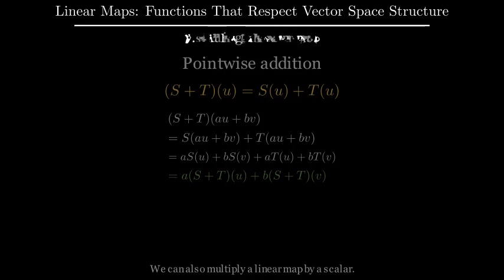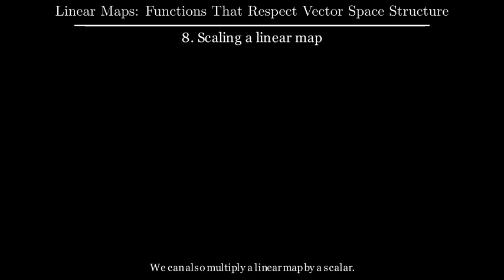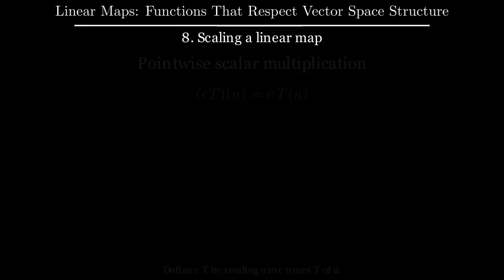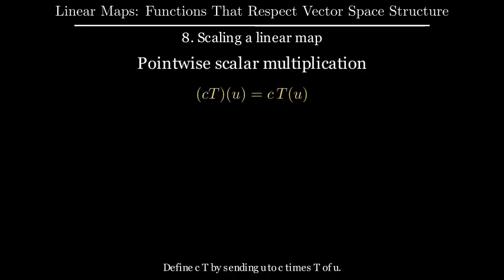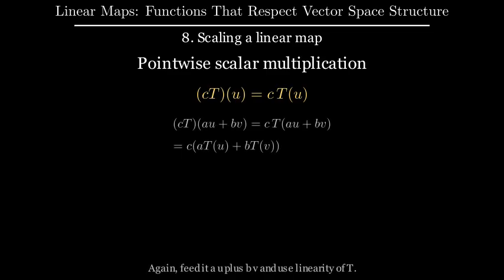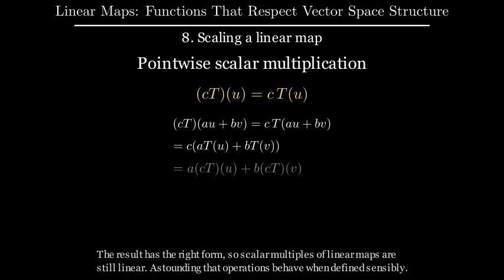We can also multiply a linear map by a scalar. Define cT by sending u to c times T of u. Again, feed it au plus bv and use linearity of T. The result has the right form. So scalar multiples of linear maps are still linear. Astounding that operations behave when defined sensibly.